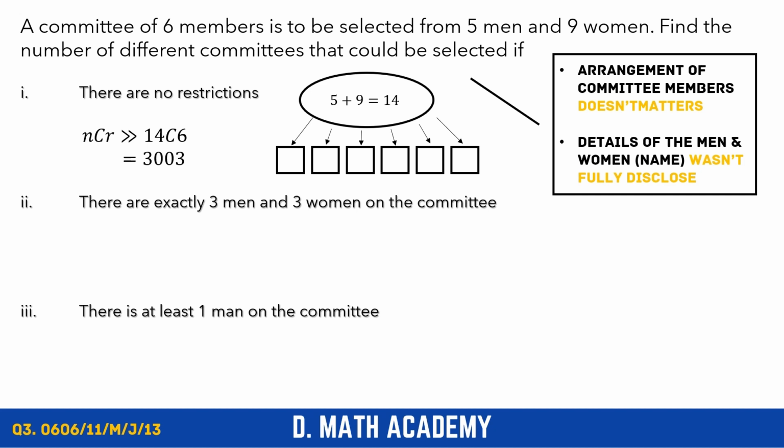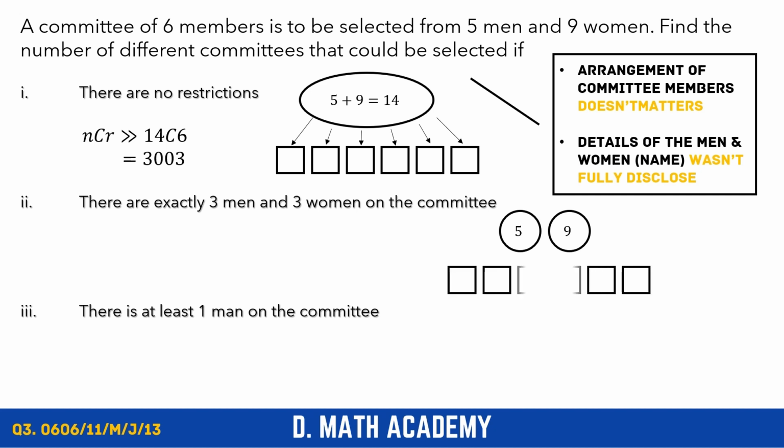Looking at the second question, there are exactly 3 men and 3 women on the committee. Since the arrangement doesn't matter, let's say the first 3 committee members are filled by men. So 3 men come out, and for the last 3 I take from the women. My result I will write as 5C3 times 9C3. Multiply these two together, and you get the result of 840.